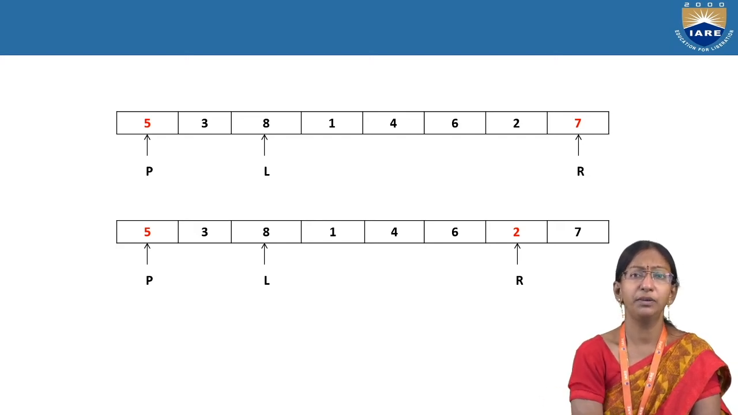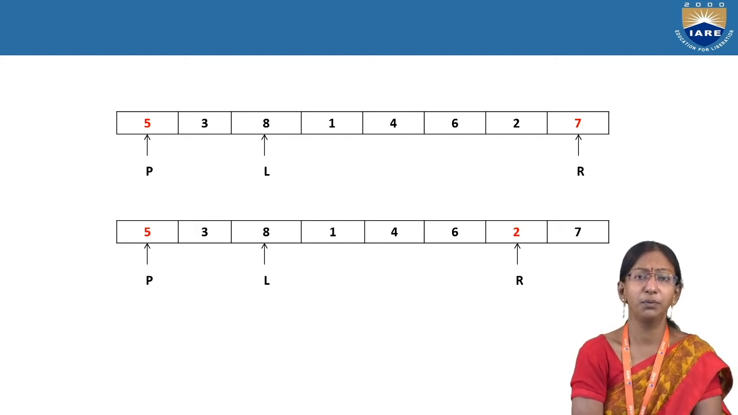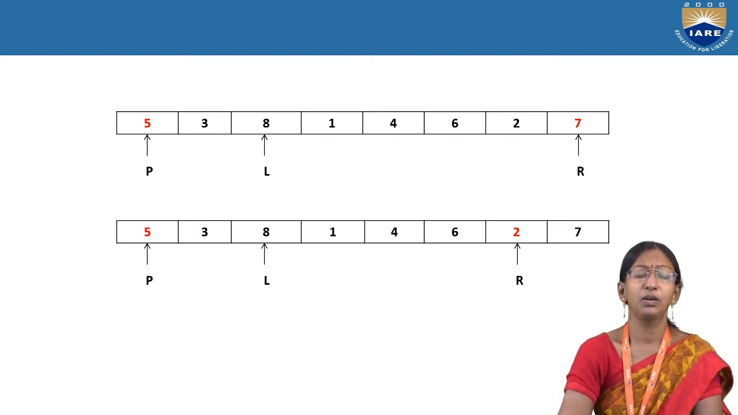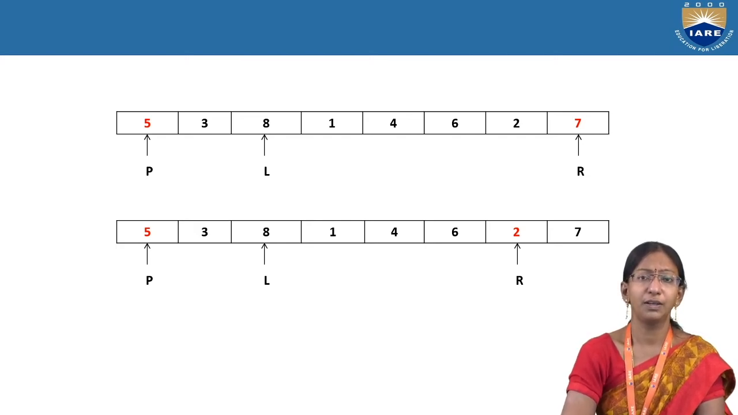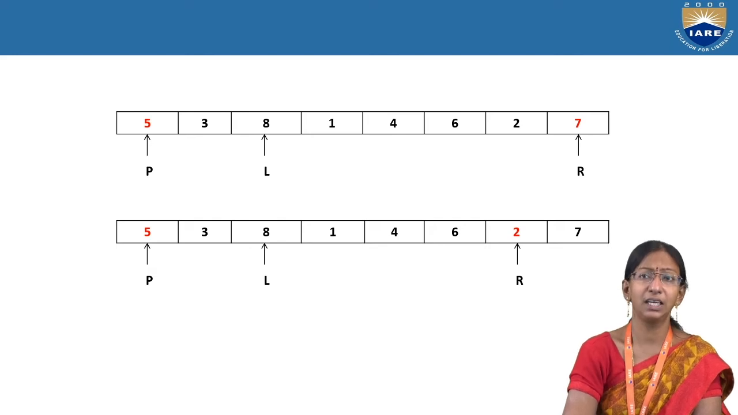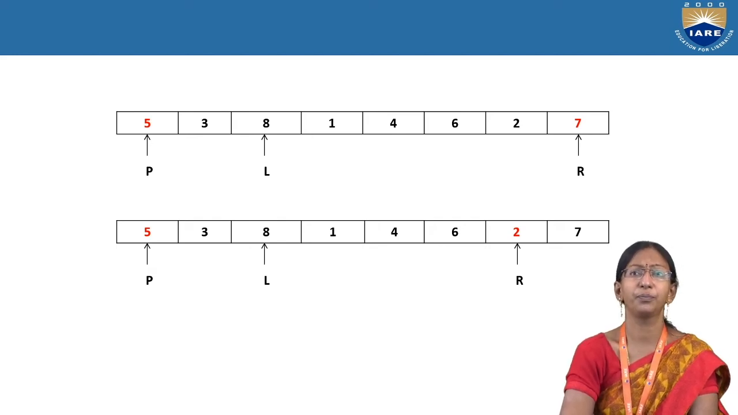So the element pointed by left is greater than pivot and the element pointed by right is less than pivot. Now swap the contents of left and right, and start the process again. That means move the left element towards the right direction and stop wherever you find an element greater than the pivot. Let's do the same.